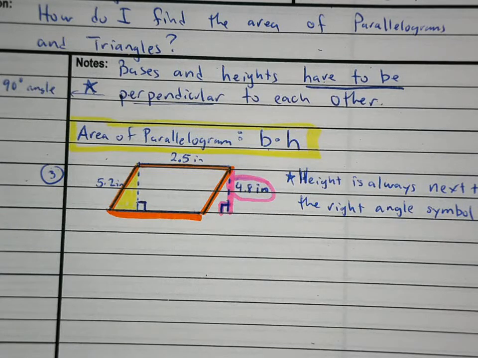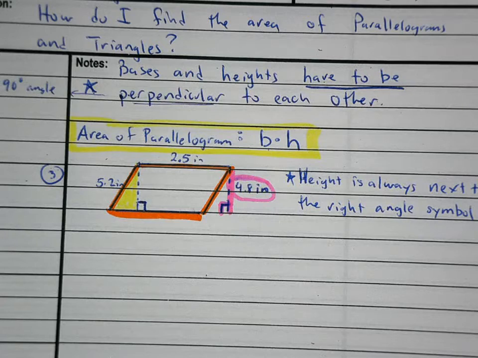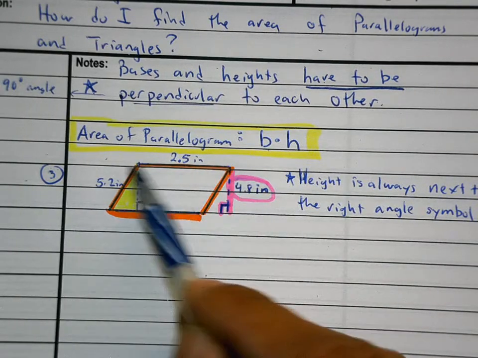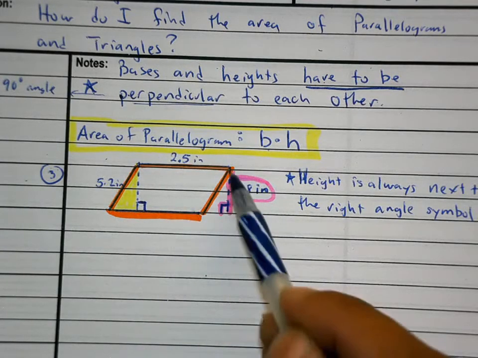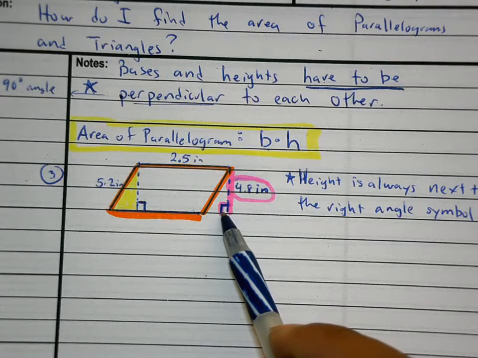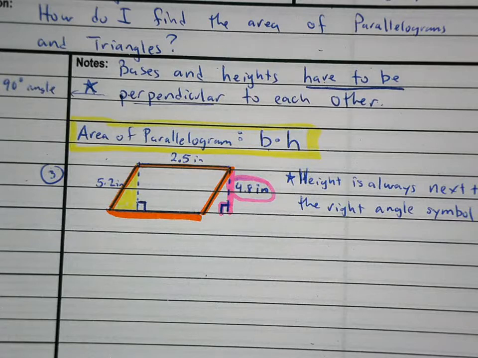So if that's my height, then what I need to do is figure out which base is perpendicular to this pink line. Do you know which one is perpendicular to the pink one? Which base is perpendicular to this height? What do you think? The 2.5. This one and this one are perpendicular to each other. Even though the right angle symbol is down here, don't forget up here it's also a right angle since they're parallel lines. That's something that we're going to learn.